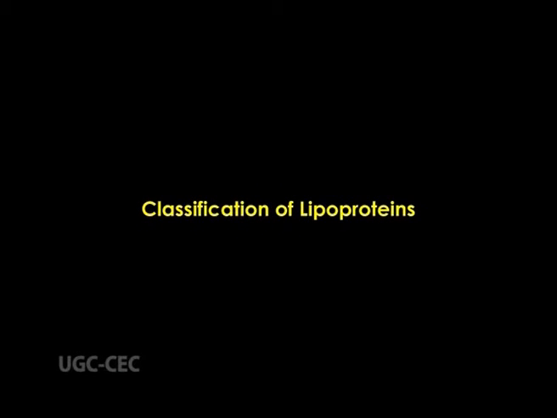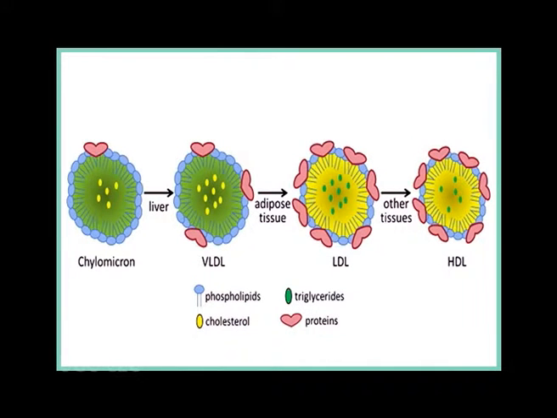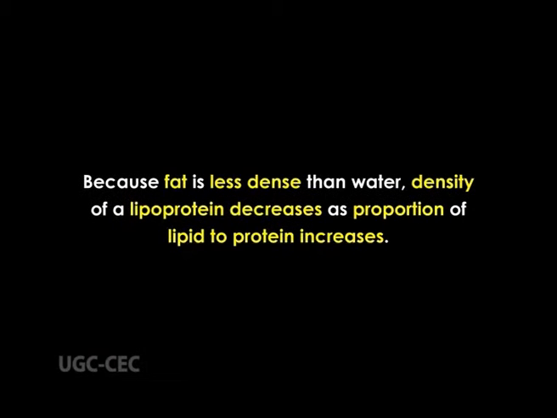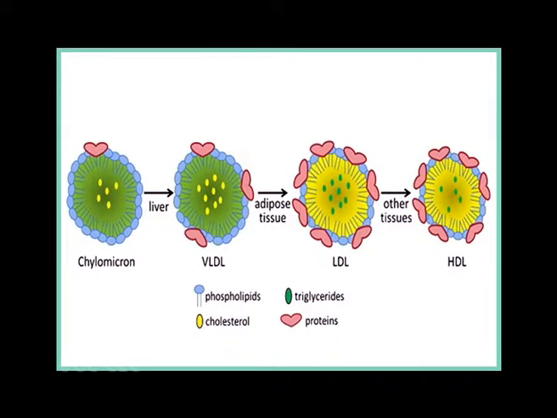Now let's try to understand the classification of lipoproteins. Four major groups of plasma lipoproteins are present. Because fat is less dense than water, the density of a lipoprotein decreases as the proportion of lipid to protein increases. Four major groups of lipoproteins have been identified that are important physiologically and in clinical diagnosis.